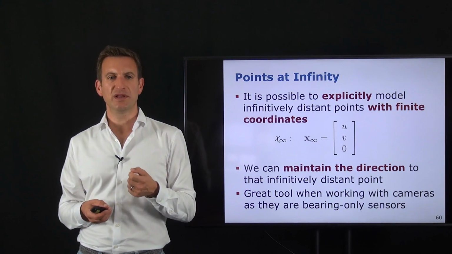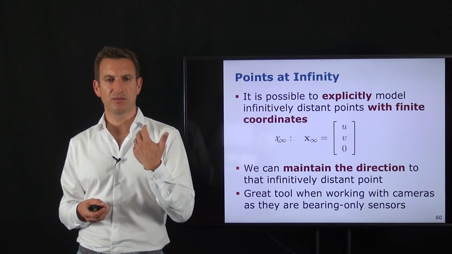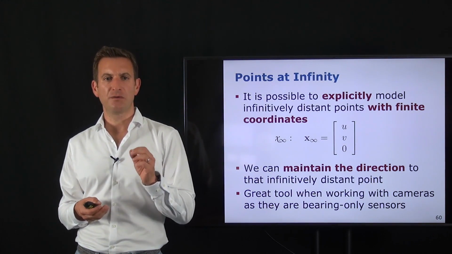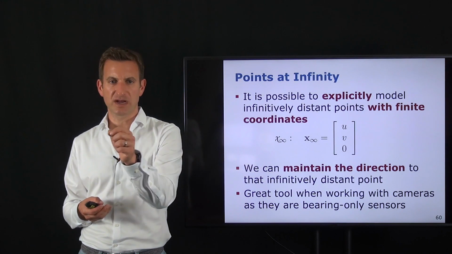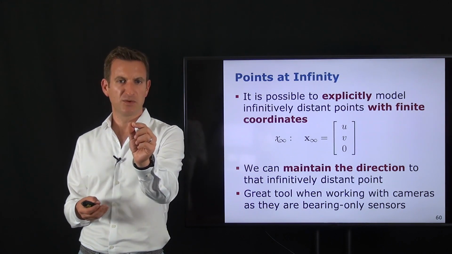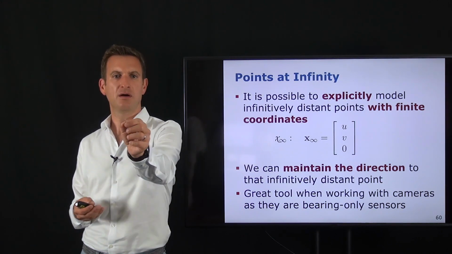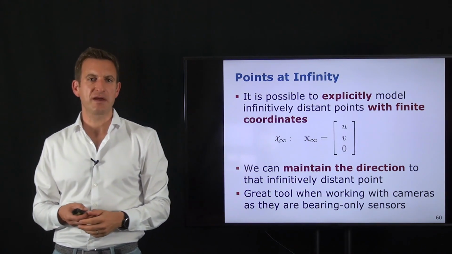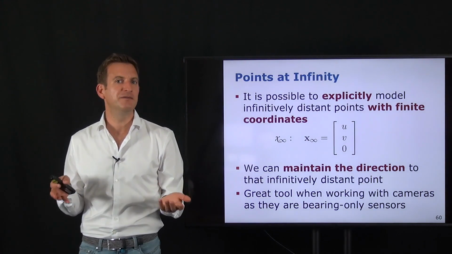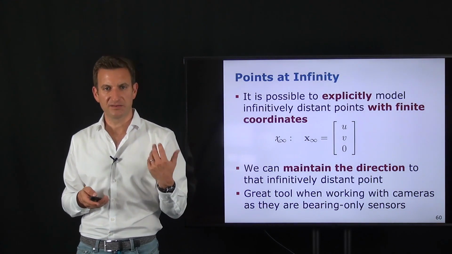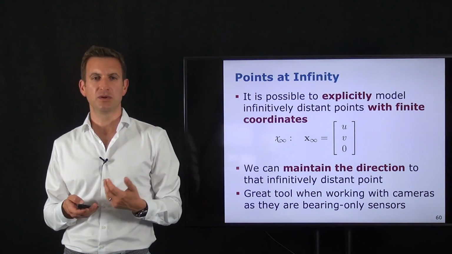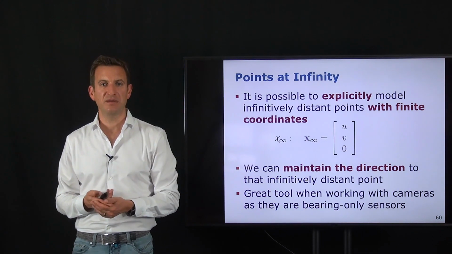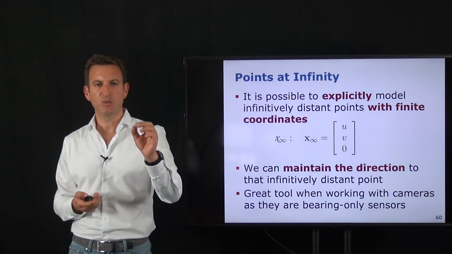So this is a great tool when you work, for example, with cameras. If you have a camera and you take a picture of an object, you do not know how far that object is away. You just know the direction of the object. So you know in which pixel coordinate the object lies, but you have no idea how far away it is. The object lies somewhere on the ray of light, but can be infinitely far away. And homogeneous coordinates are a great tool if you work with cameras to represent the fact that points can be infinitely far away, but we still know the direction.